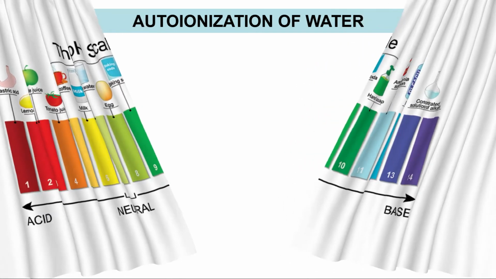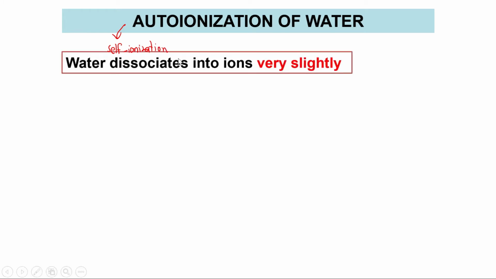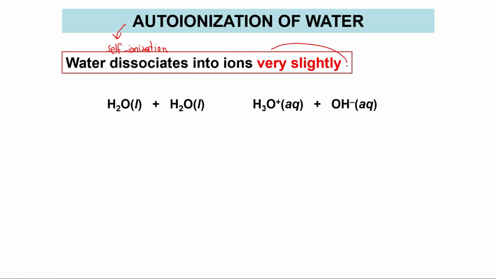Auto-ionization of water. Auto means automatic. So water is actually a unique compound. It does undergo self-ionization. Even though it does not react with anything, it does ionize. But water dissociates into ions very slightly. When you see the word slightly, that means how are we going to write down the dissociation equation? It must be represented by using the double-headed arrow here. So H2O dissociates forming its ions, H3O plus and also OH minus ions.